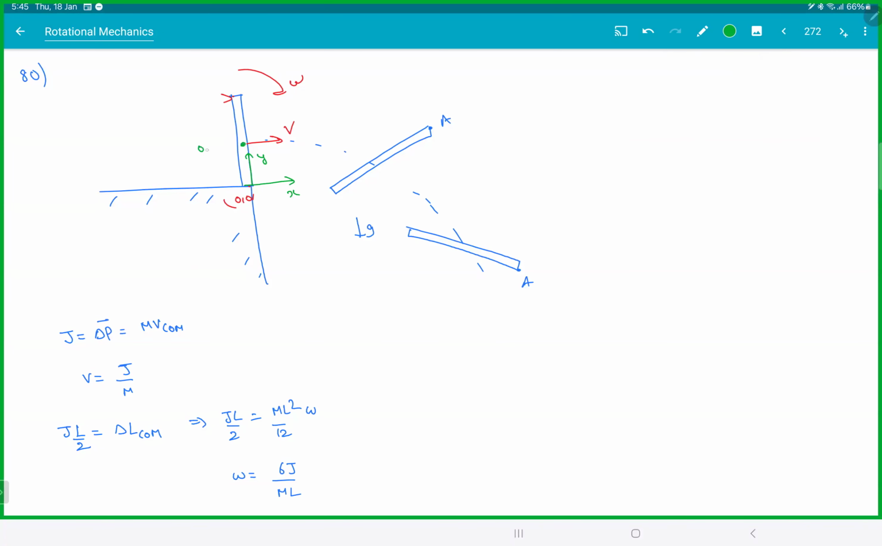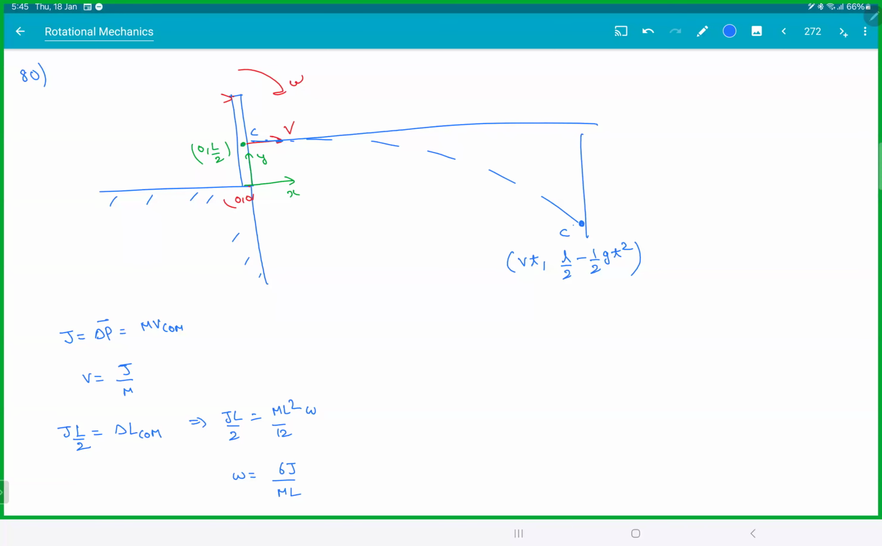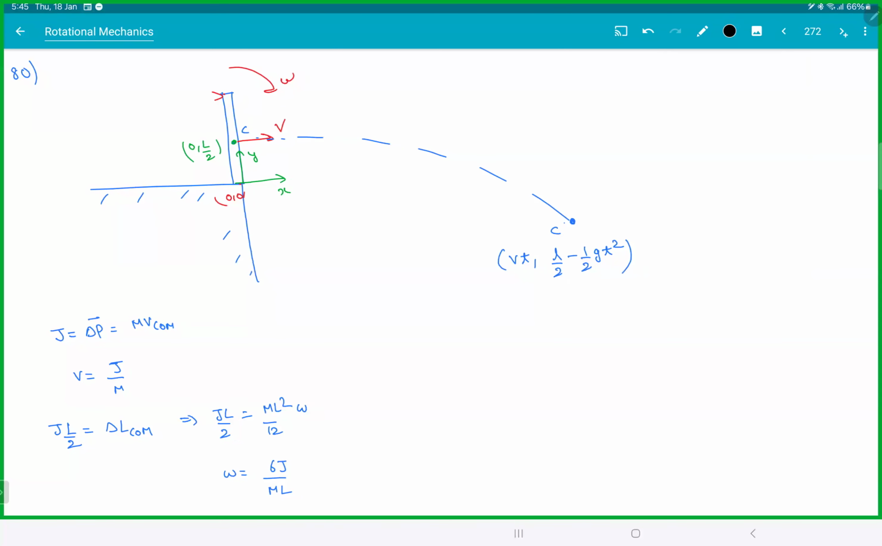So I know these coordinates will be 0, comma L by 2. So after some time t, projectile motion. So I'll call this point as C. If you look at the coordinates of C, the horizontal distance will be Vt, comma, the vertical distance will be L by 2 minus half g t square. Agreed? Isn't that the horizontal distance Vt and half g t square? Projectile motion, na? Horizontal projectile. There's no vertical velocity.